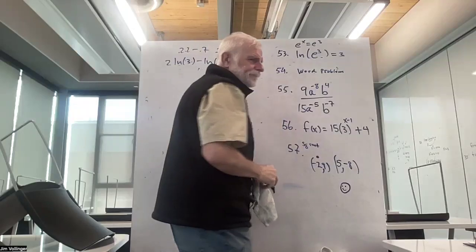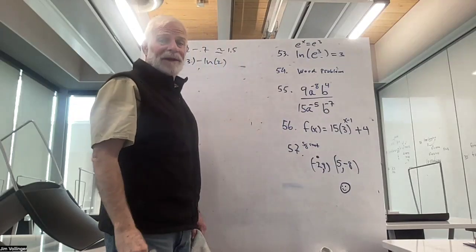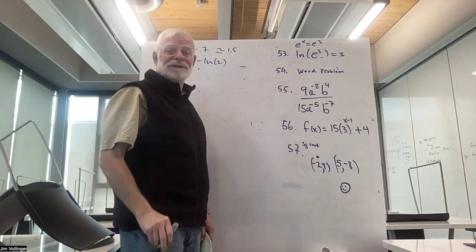Word problem. Do I have it in front of me? No, I'll make one up. Johnny puts $200 in a savings account.